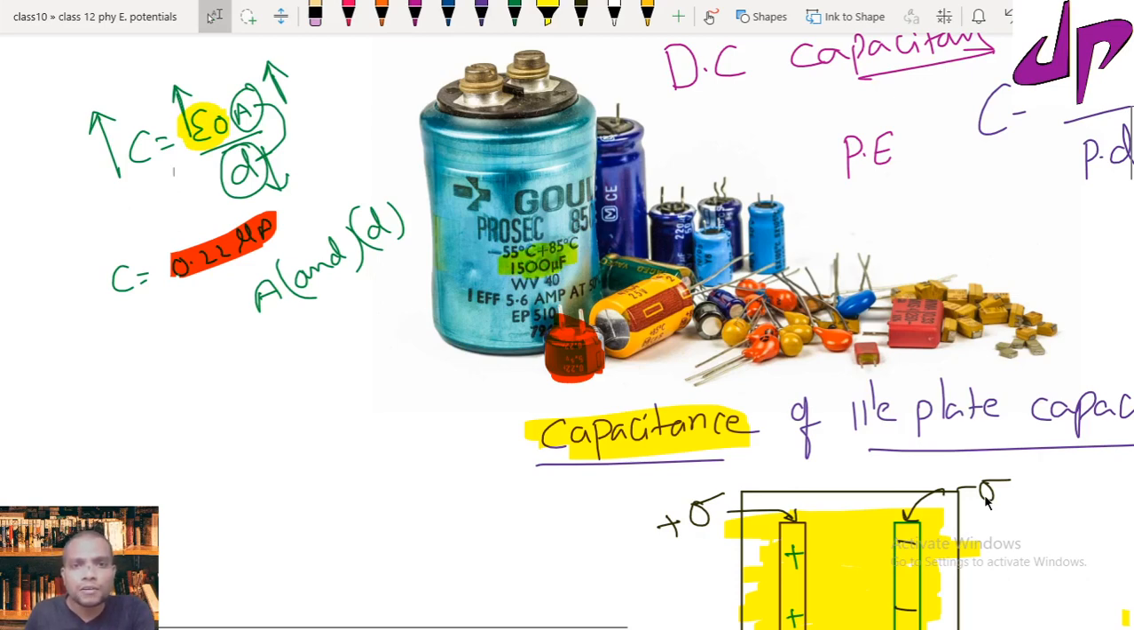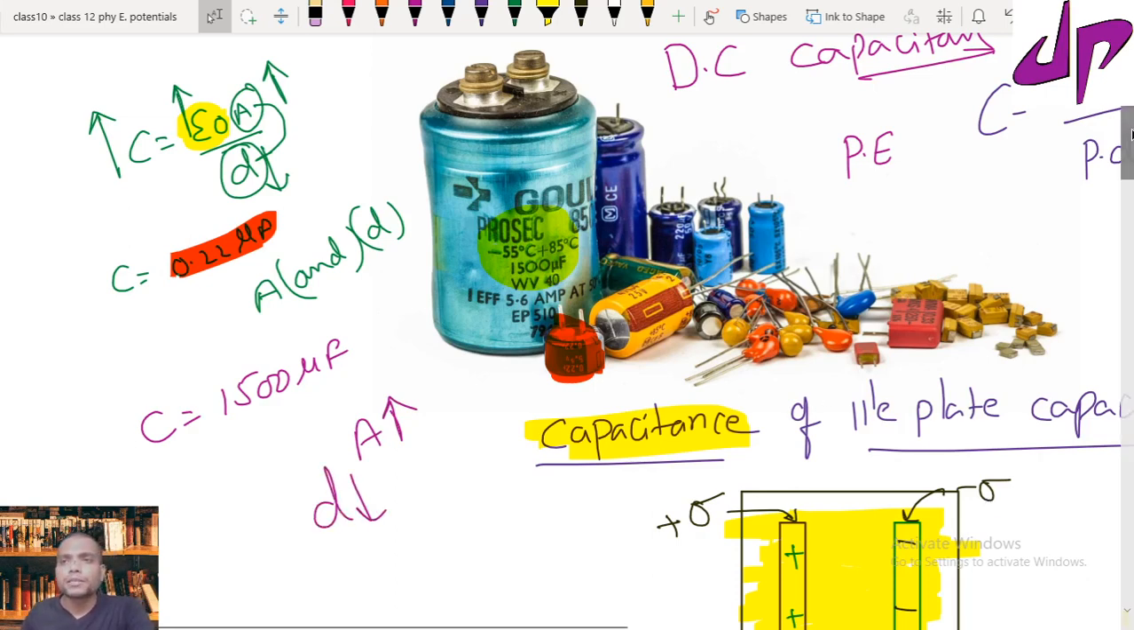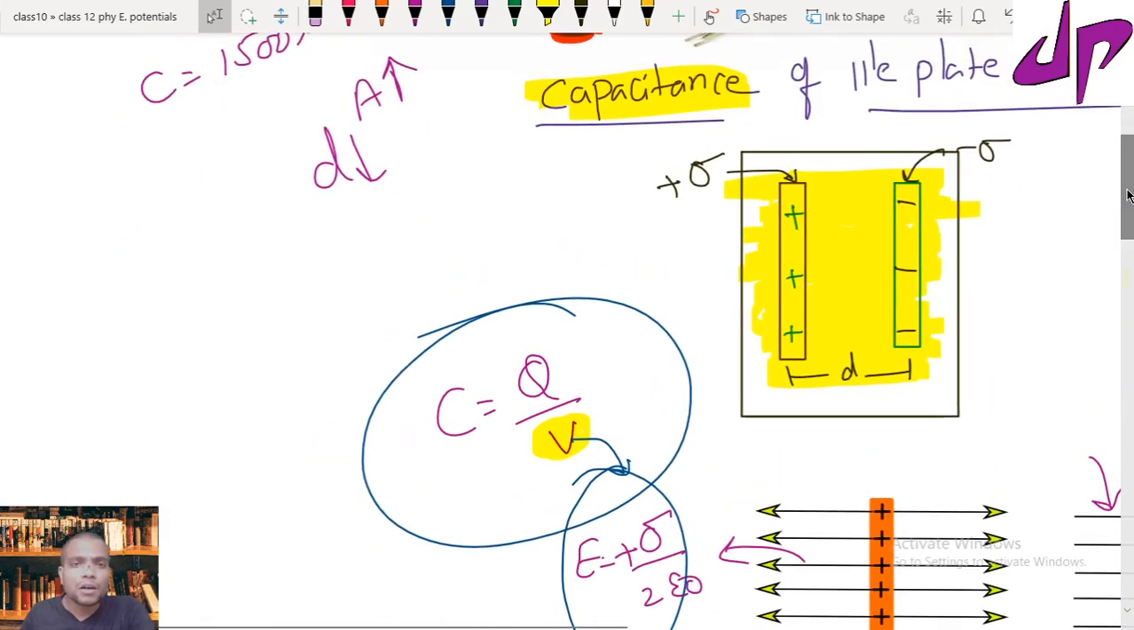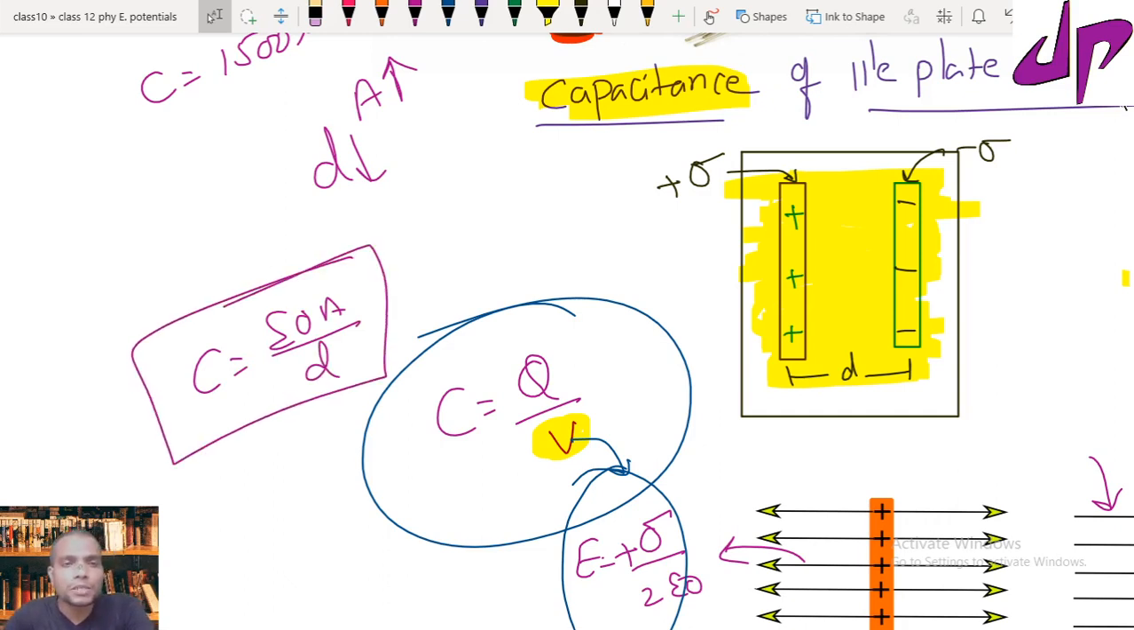Now here you can see the very big capacitor, the blue one, which has a capacitance of 1500 microfarad. To prepare this much capacitance, either we have to increase the area of each plate, or we need to decrease the distance between the two plates. That's the easy formula: the capacitance formula Q upon V changed in terms of C equal to epsilon naught A by D. This is the final expression for the capacitance of a parallel plate capacitor.